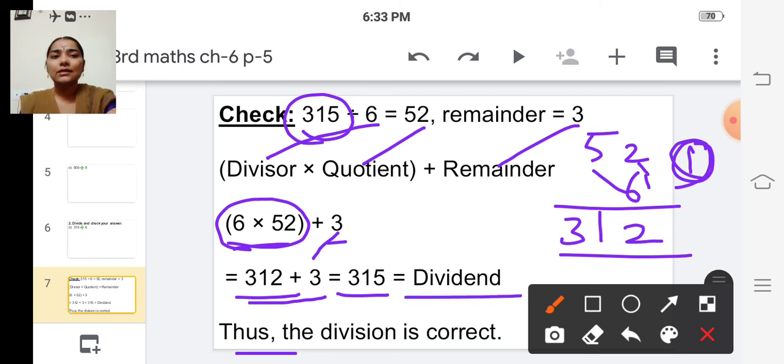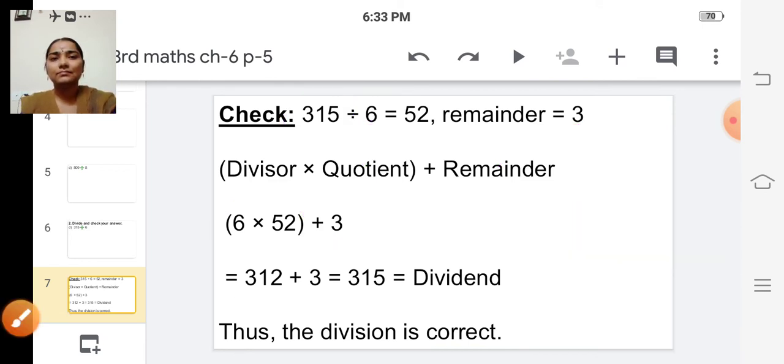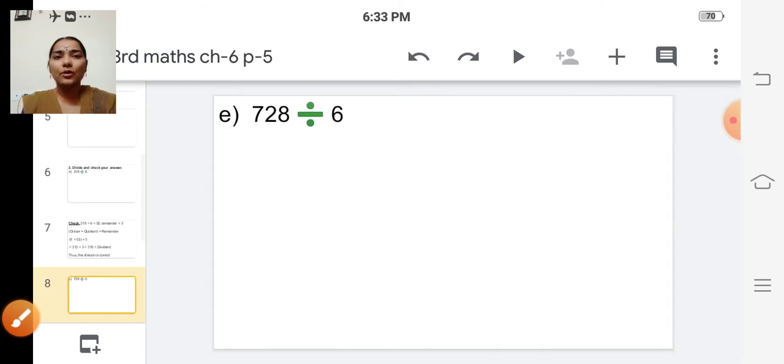So thus the division is correct. Have you all understood? Okay. So we'll do one more problem.